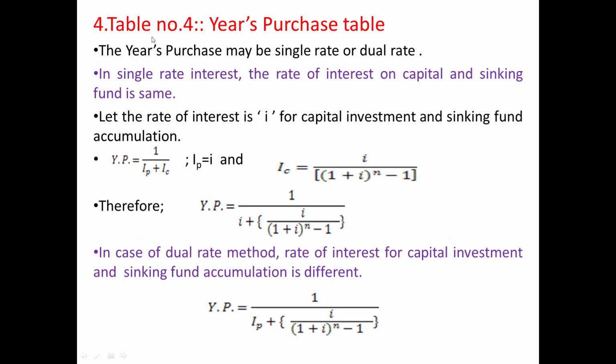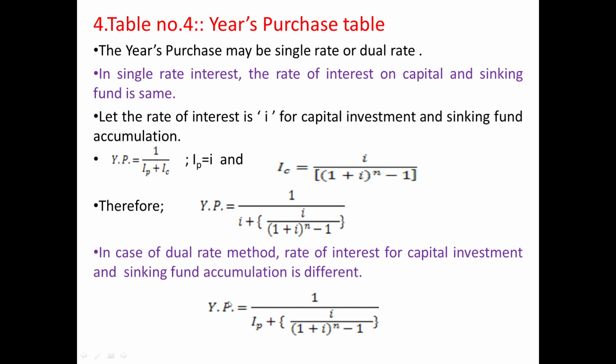And Table number 4 is the years purchase table. We have already discussed years purchase, which we define as YP equals 1 upon (IP plus IC). In this term, IP is the rate of interest on capital investment and IC is the sinking fund coefficient. If the rate of interest is the same for both terms, it is called the single rate method. So for IP the rate of interest is I, and for IC the rate of interest is also I. Then the years purchase will be 1 upon I, the whole term.